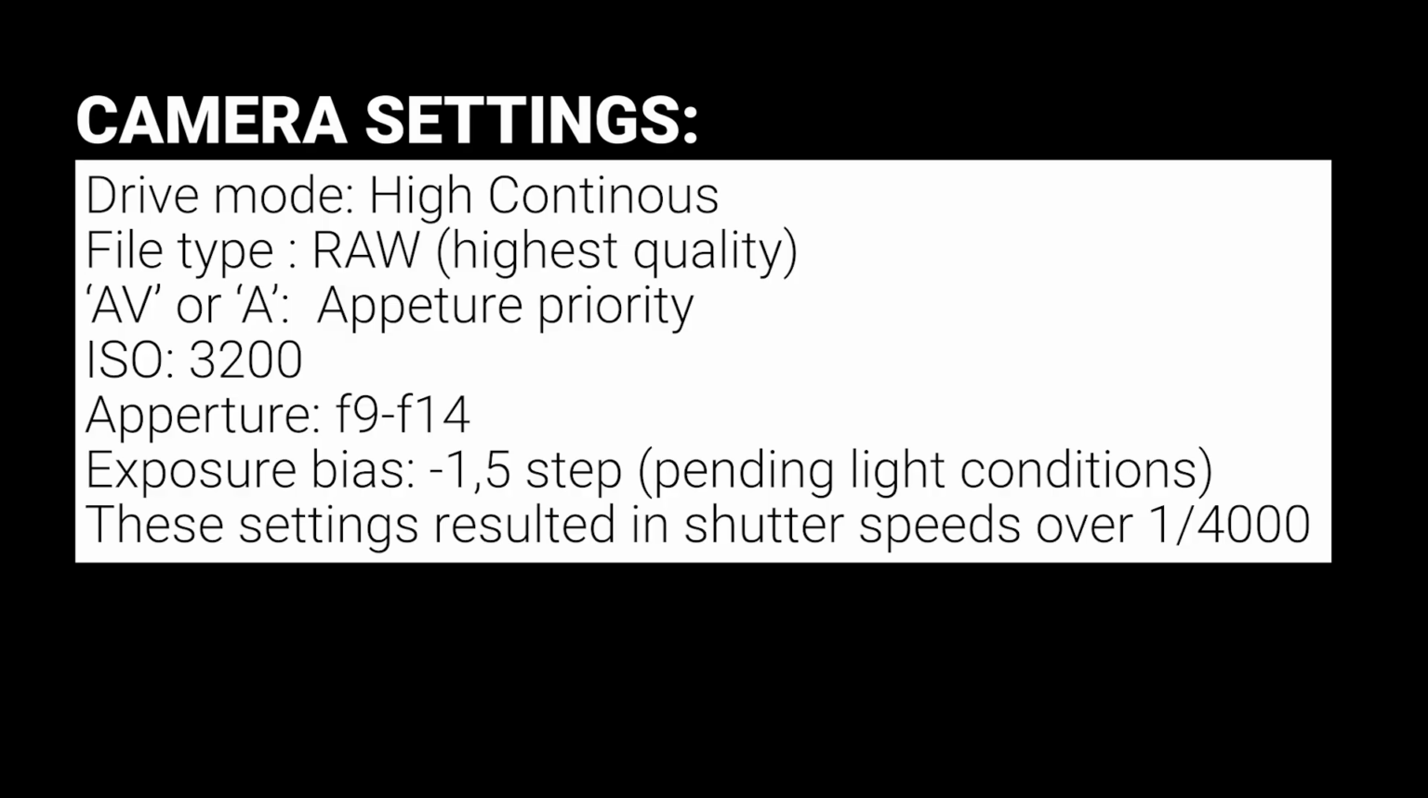So your camera in aperture priority setting is going to determine the best or fastest shutter speed with the ISO set constant at 3200 and an aperture of f9 or higher. It's going to give you, with that light compensation, -1.5 stop, the fastest shutter speed possible. And with post-editing software, you're going to get those nice, crisp, sharp images. And with these settings, I've always achieved a shutter speed of over 1/4000th of a second.